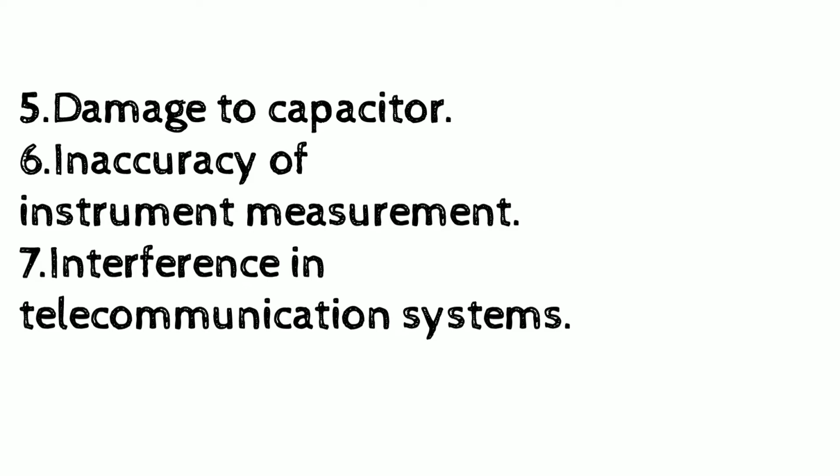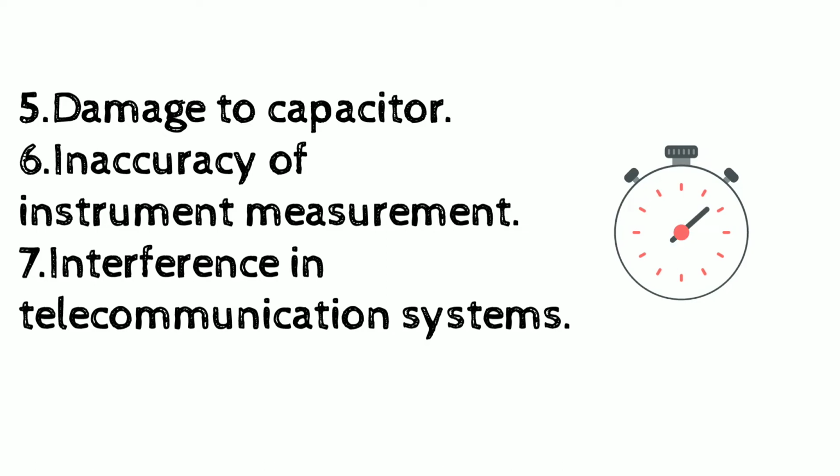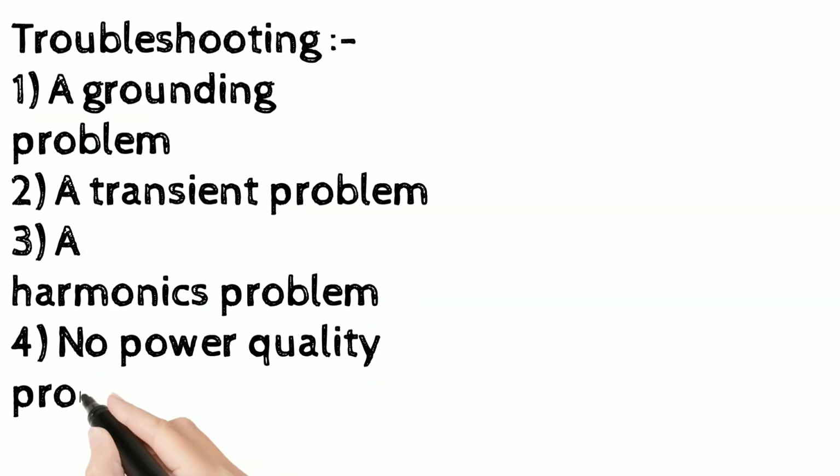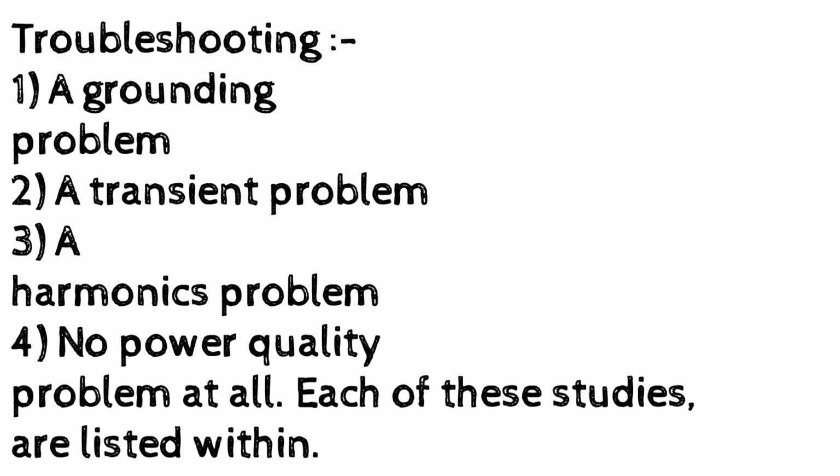One of the simplest methods is to start off by determining which of the 4 major categories a potential problem falls into. These categories are a grounding problem, a transient problem, a harmonics problem, or no power quality problem at all. Each of these studies is listed within.